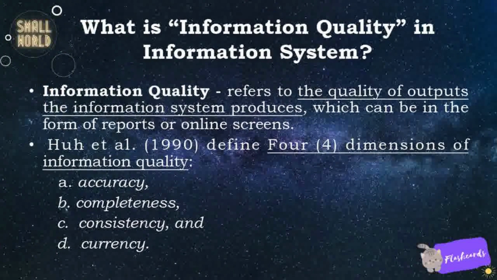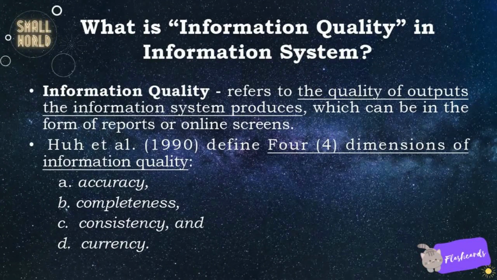What is information quality in information system? Information quality refers to the quality of outputs the information system produces, which can be in the form of reports or online screens. Hu et al., 1990, defined 4 dimensions of information quality. A. Accuracy. B. Completeness. C. Consistency, and D. Currency.